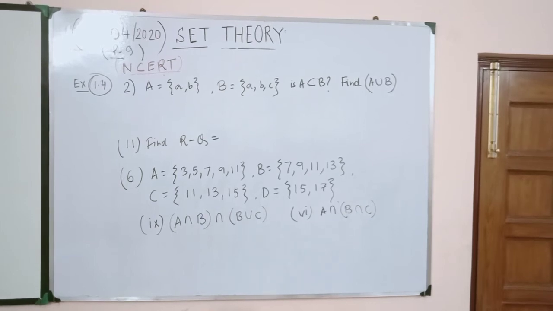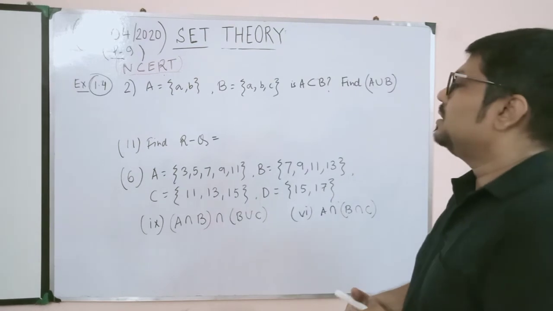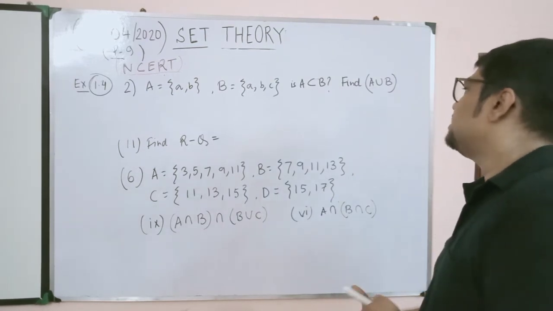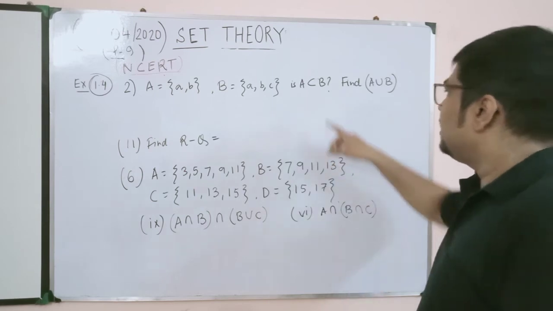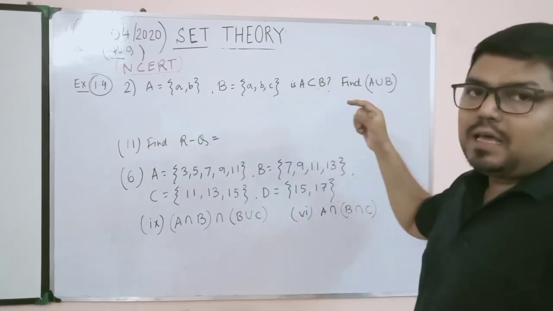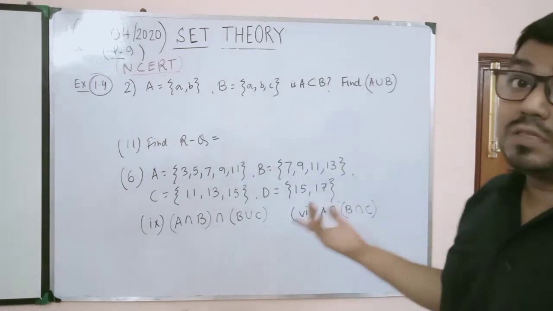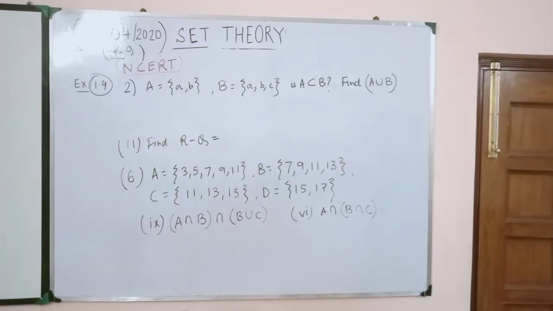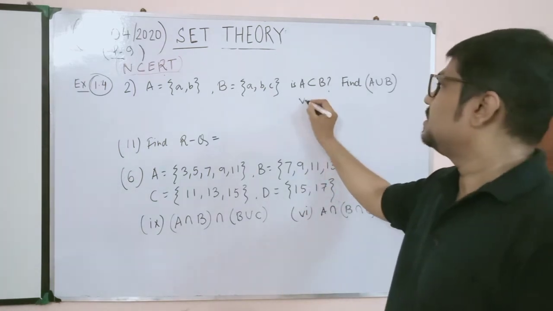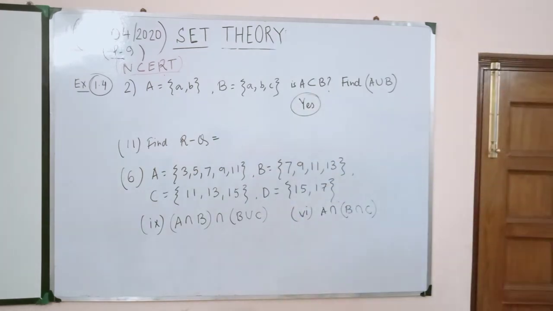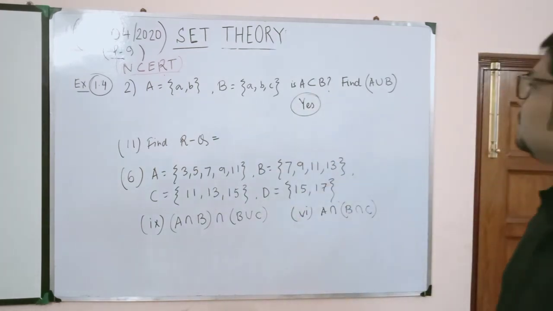Again we have chosen a few sums from exercise 1.4, and I see here sum number 2 where A is given as {a, b}, and B is given as {a, b, c}. They are asking, is A a proper subset of B? So you can see A is really a proper subset of B. The answer will be yes. Yes, A is a proper subset of B.